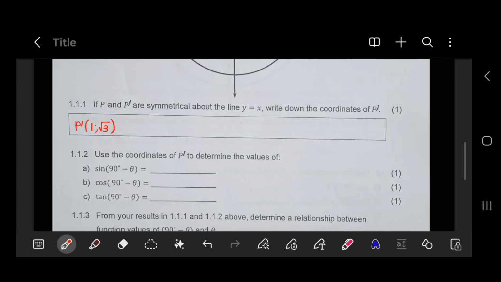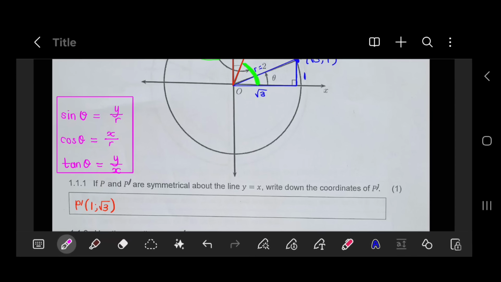It says use the coordinates of the image of P to determine the values of. Notice how they ask you for sine, cos, and tan for 90 minus theta. Before I answer this, I just want to remind you guys about these trig ratios and what you learned about them last year. So here's what you guys had learned last year regarding sine, cos, and tan in terms of x, y, and r. You guys learned that sine is y over r, cos is x over r, and tan is y over x.